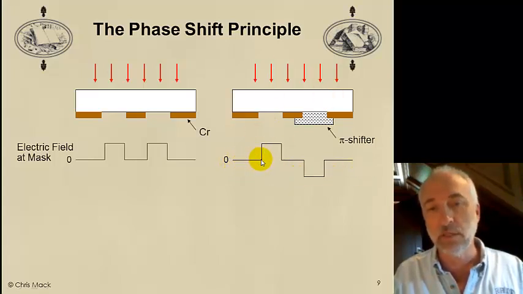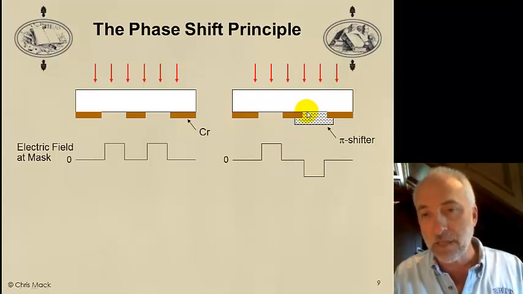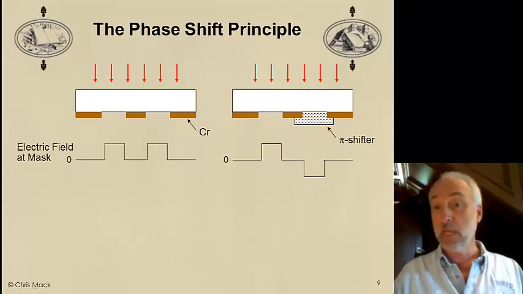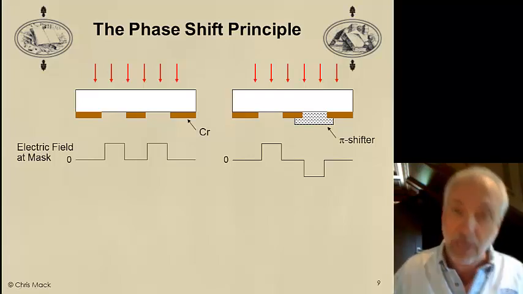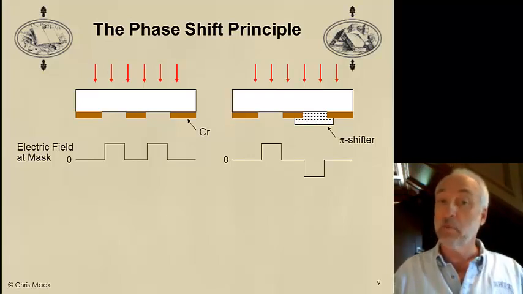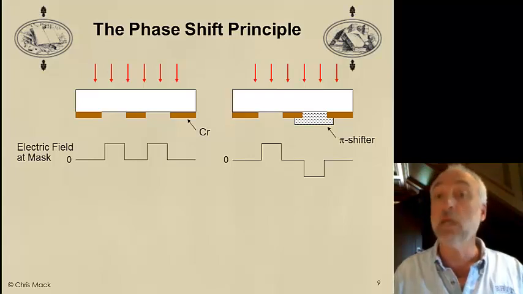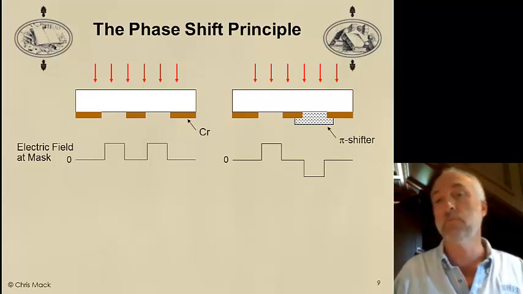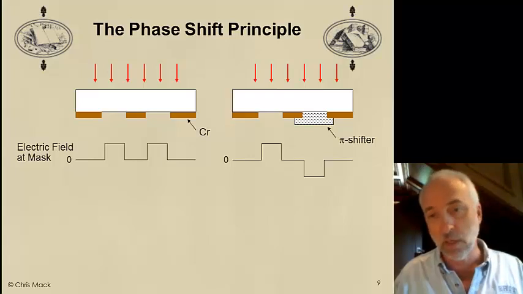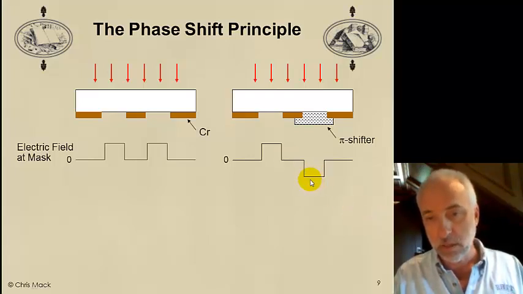Underneath the chrome it's still 0, underneath the glass it's still 1, but underneath the phase shifted chrome it is 1 but shifted by 180 degrees. From an electric field perspective, we can call that -1, an amplitude of -1 in the phase shifted region. So we have 1 and a -1.